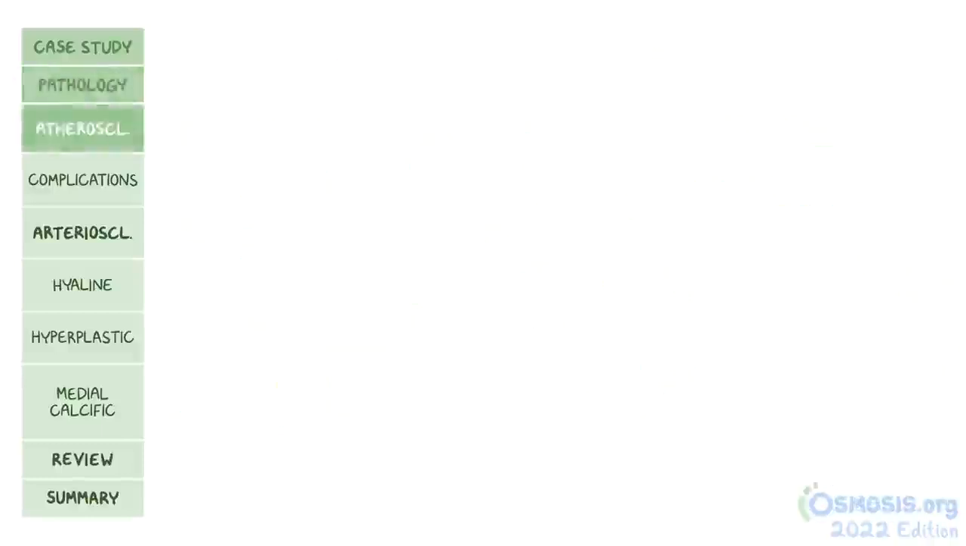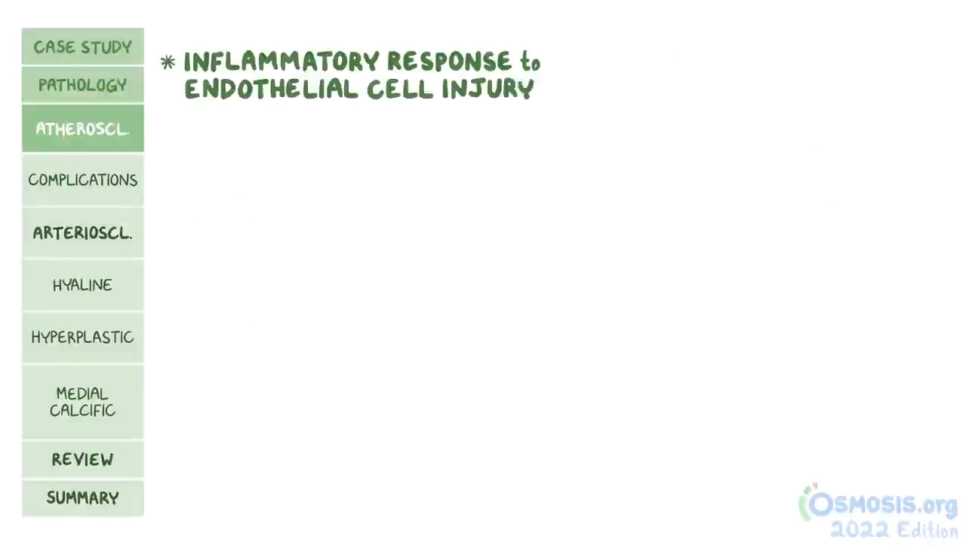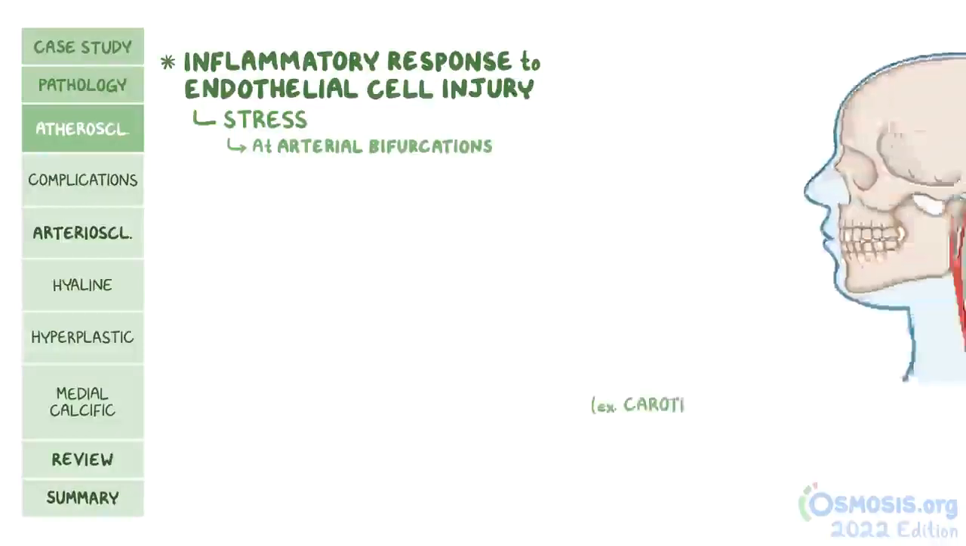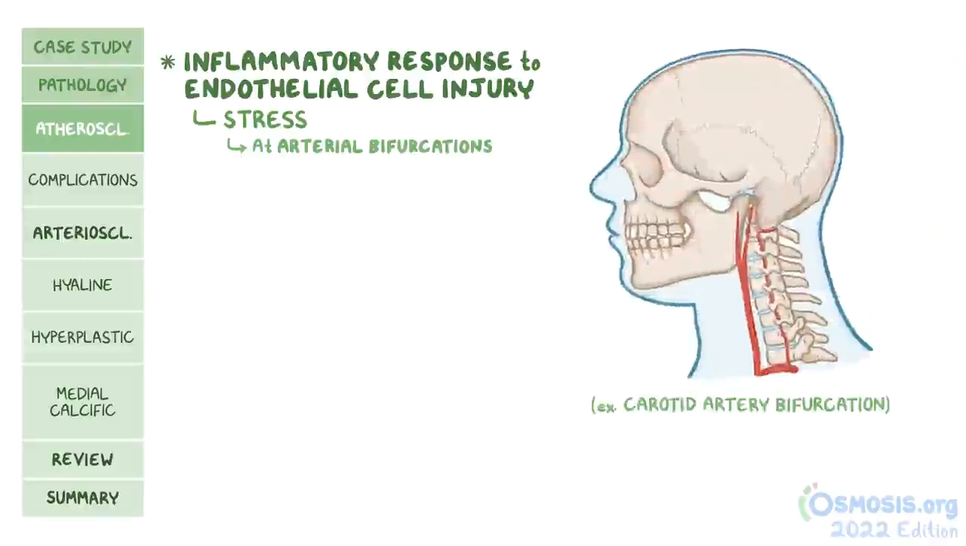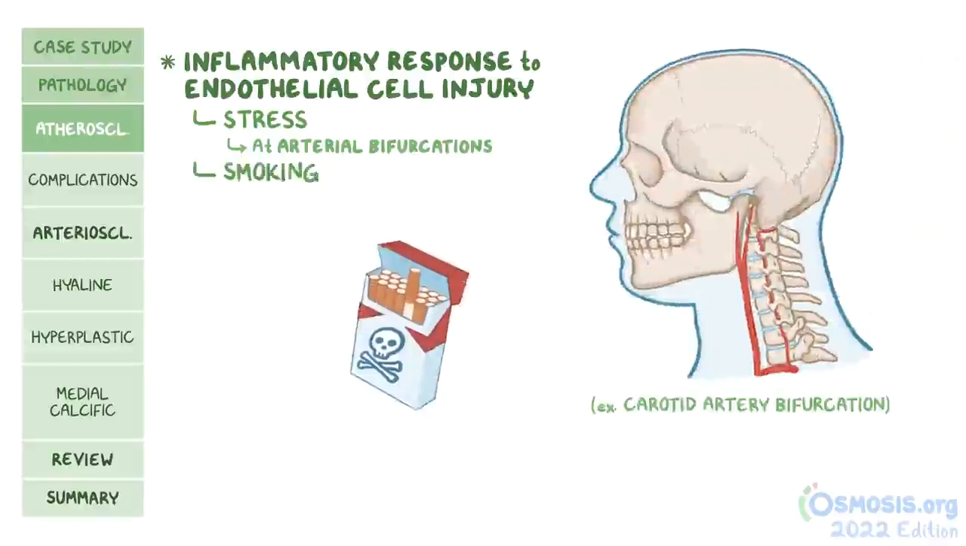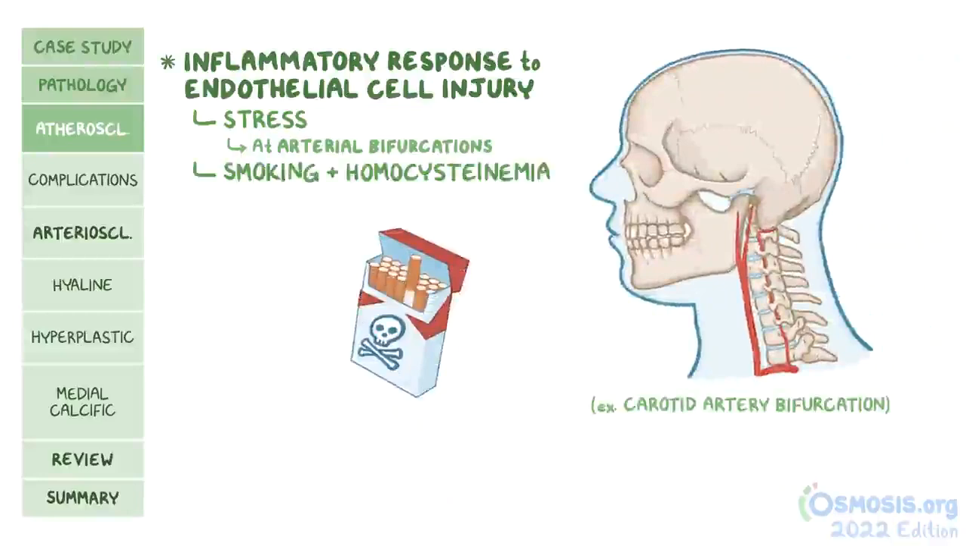The pathogenesis of atherosclerosis is essentially an inflammatory response to endothelial cell injury. The endothelium is injured by stress against the arterial wall, like in hypertension. This is especially more prominent at arterial bifurcations, such as the carotid artery bifurcation. Other causes of endothelial injury include tobacco smoking and homocystinemia, which is elevated levels of the amino acid homocysteine.